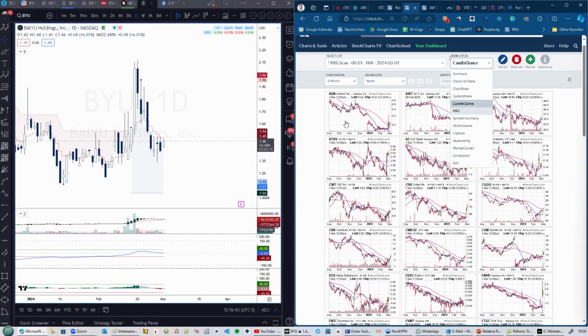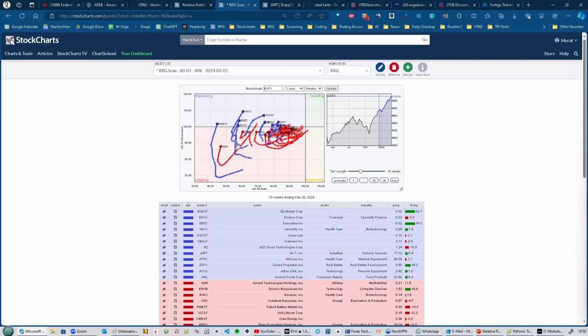Let me show this scan then in an RRG. And here you see that these are all stocks which are currently gaining momentum and are heading to the top right to outperform the market. In this case, it is the SPX. I can put in here also something else, whatever I like. But of course, for the stocks, a nice benchmark is the SPX.